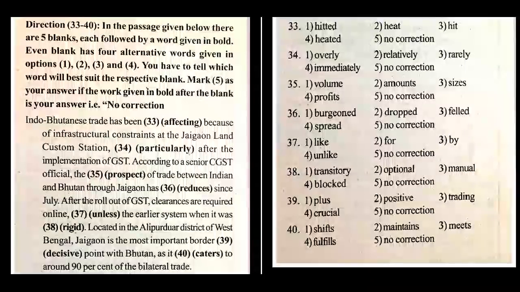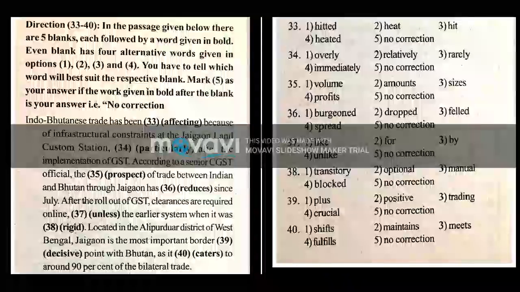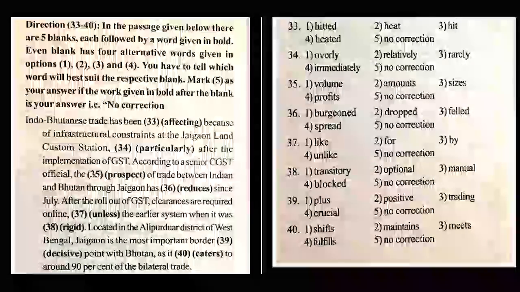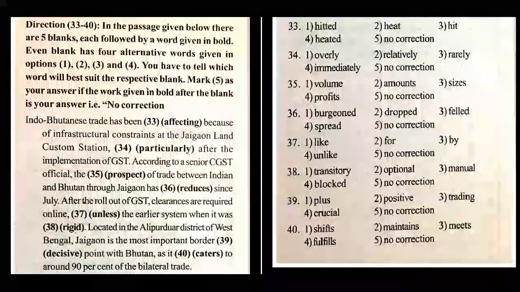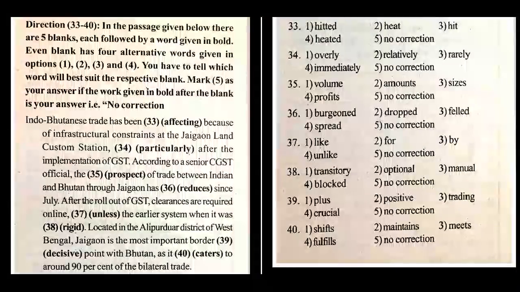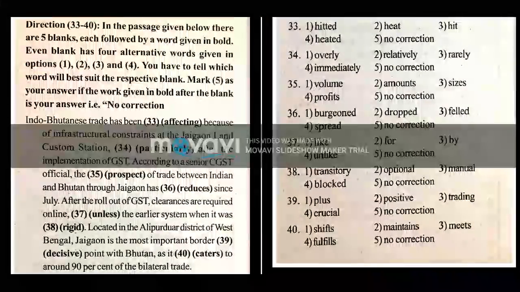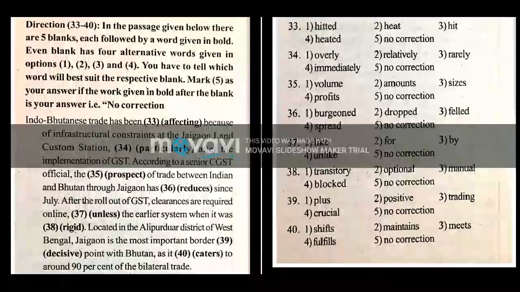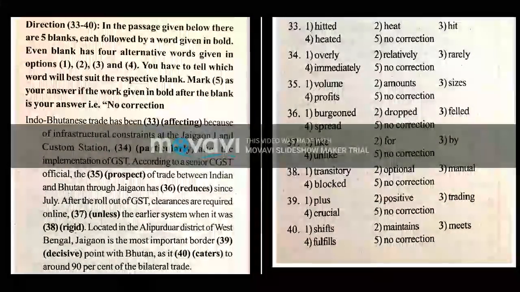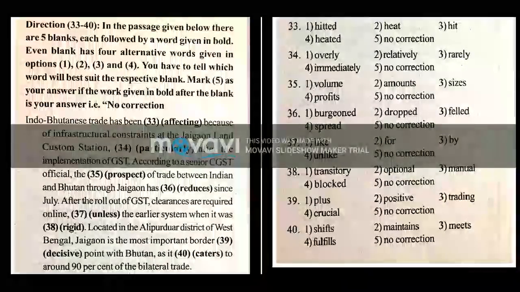So, dear friends, if you have read the entire passage, you must have understood by this time that the passage talks about the trade between two countries, that are India and Bhutan. India and Bhutan. So now let us go to the passage. Indo-Bhutanese trade has been dash.